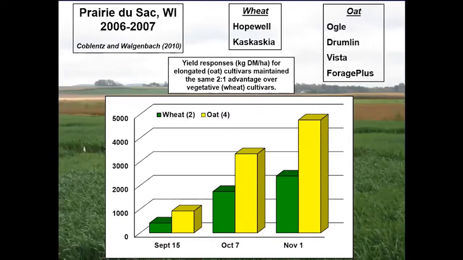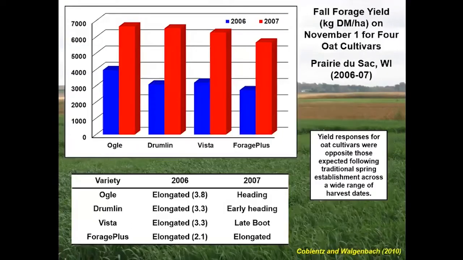The first study that we did in Wisconsin was at Prairie du Sac. And in this particular experiment, we used a similar format to the one that we used in Arkansas, a smorgasbord of entries that included 2 wheat varieties or cultivars and 4 oat cultivars. And across 3 utilization dates, the first thing we found was that this 2-to-1 relationship between anything that elongates, which would have been the oat cultivars compared to the wheat, was maintained. So you get about twice the yield with anything that elongates compared to something that does not.